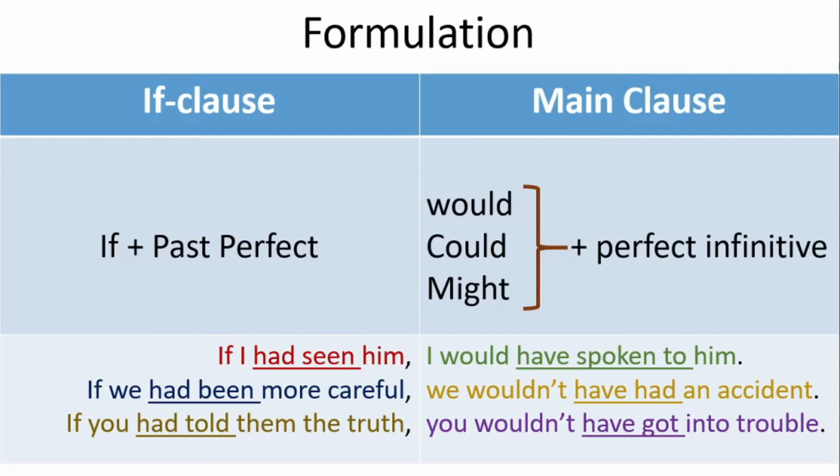Second example. If we had been more careful, we wouldn't have had an accident. Third example. If you had told them the truth, you wouldn't have got into trouble. Now we can have a look at some examples for conditional sentences type 3.